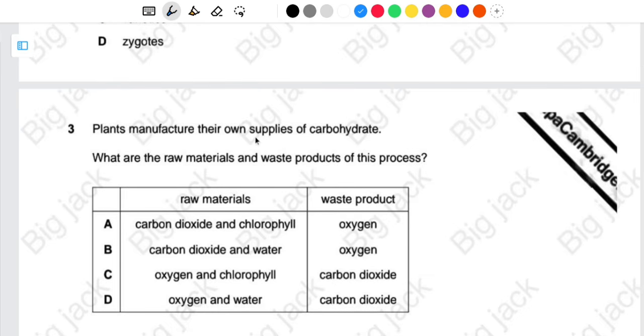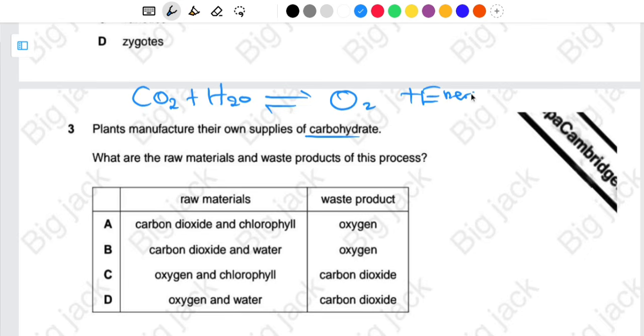Plants manufacture their own supplies of carbohydrates. Carbohydrates are produced during photosynthesis. In photosynthesis, we react carbon dioxide plus water to produce oxygen as a waste product. Let me get this correct here: when it comes to photosynthesis, oxygen is a waste product, and carbon dioxide is a raw material, plus energy, producing glucose.